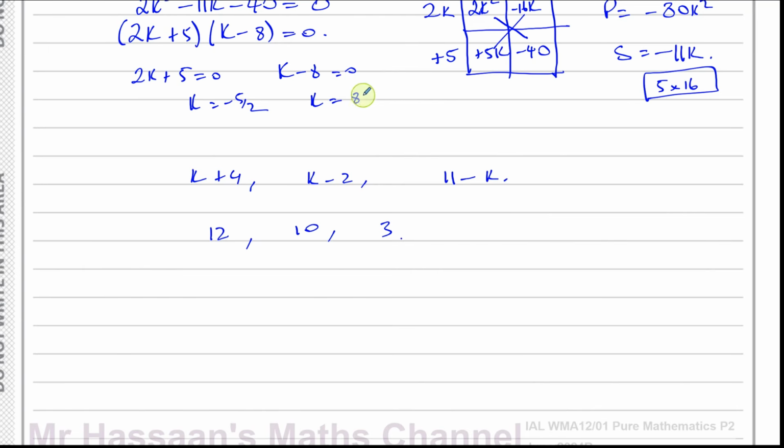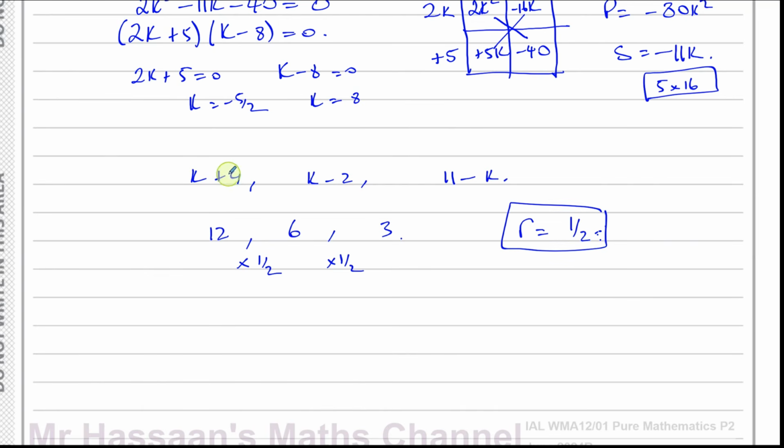Is that right? Put 8 in here. 8 plus 4 is 12. 8 minus 2 is, sorry, 6. And that's going to be 11 minus 8, which is 3. We can see here, to get from one term to the next, we have to multiply by a half. So here the common ratio is going to be a half. It looks like this is the right common ratio.